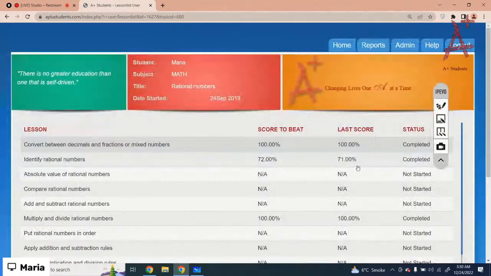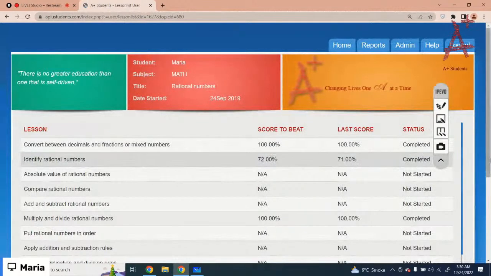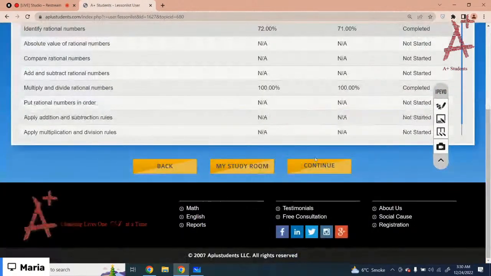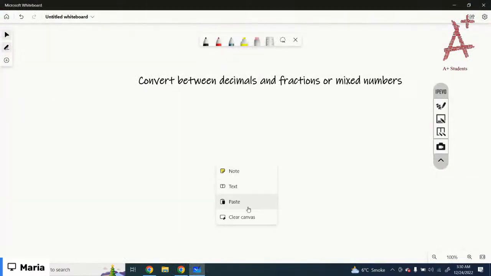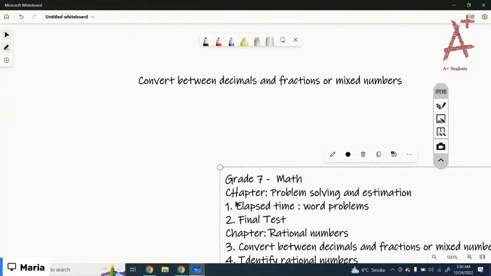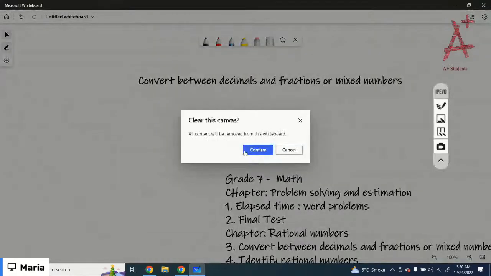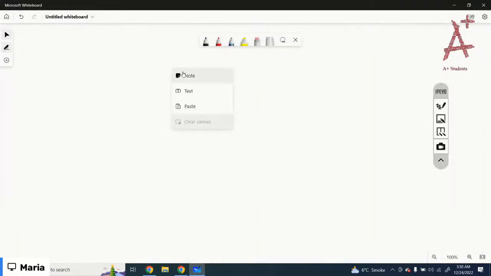The next lesson is identify rational numbers. We have to look at what rational numbers are and how to identify them. Got it? So first of all, I'm going to write the definition. The definition of a rational number is that rational numbers are the numbers that can be written in the form of a over b. It would be in the tutorial.